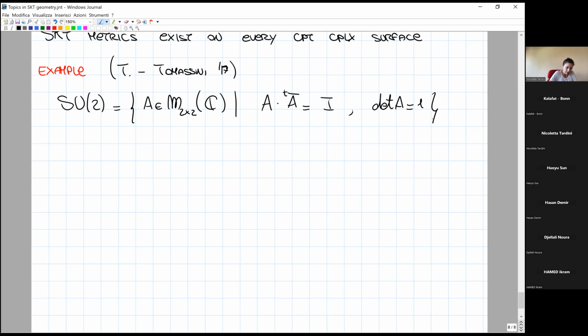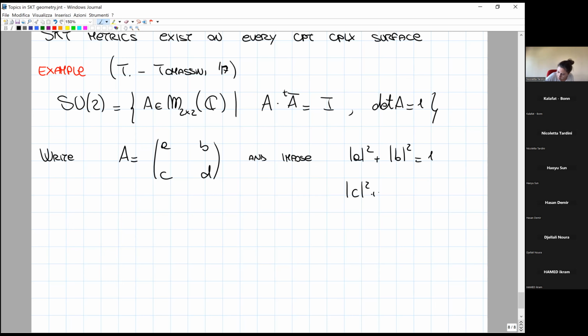Okay. So in fact, if you write the matrix A as (A, B; C, D), and you impose that the rows have norm 1, because it's a unitary matrix, so say modulo of A squared plus modulo of B squared is 1. And also for the second row, we have the same. And also, the rows are orthogonal, right? So we have A C conjugate plus B D conjugate equals zero because they have to be orthogonal. And also we have the last condition, the determinant of the matrix is equal to 1, right? So A D minus B C is equal to 1.